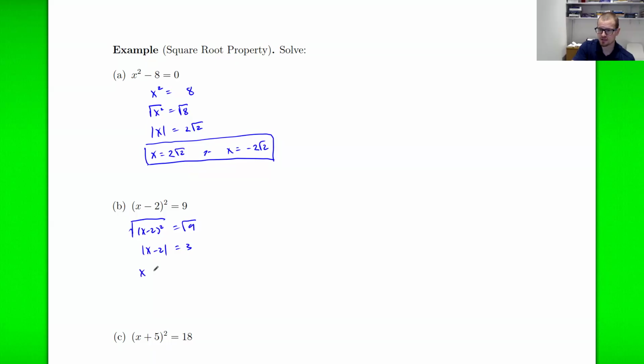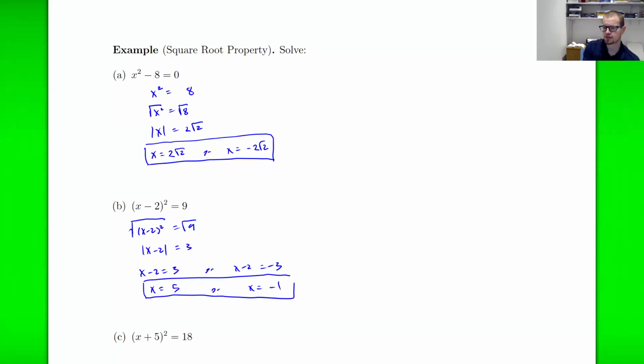That results in x minus 2 is equal to 3, or x minus 2 is equal to -3. I can solve each of these by adding 2. So x is equal to 5, or x is equal to -1. This gives us our 2 solutions to the quadratic equation. Now, we didn't have to write this in the form ax squared plus bx plus c is equal to 0. We were simply able to manipulate this particular representation. It was wonderful.